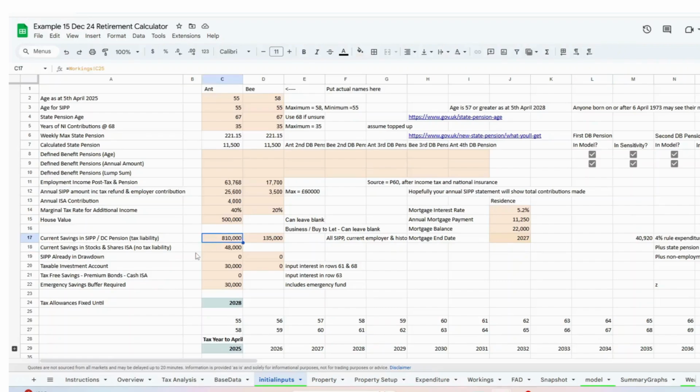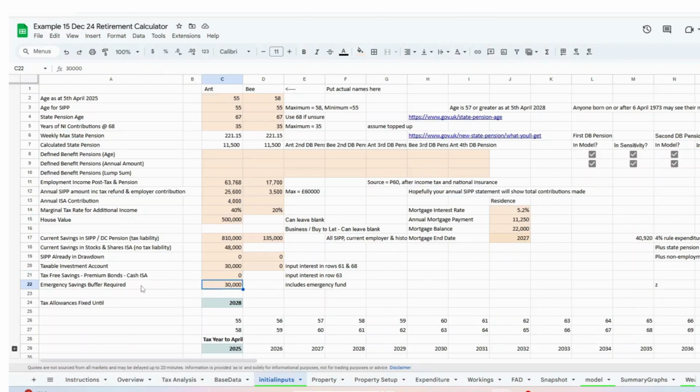We've got what they've got saved in personal pensions or defined contribution pensions, what they've got in an ISA, and this is combined across both people because it doesn't really matter because it's tax-free. If they've got a pension that they are already accessing, then they would put that here. What they've got in any sort of taxable investment account, so just any sort of general current account. What they've got in any tax-free savings, like a tax ISA or a premium bond.